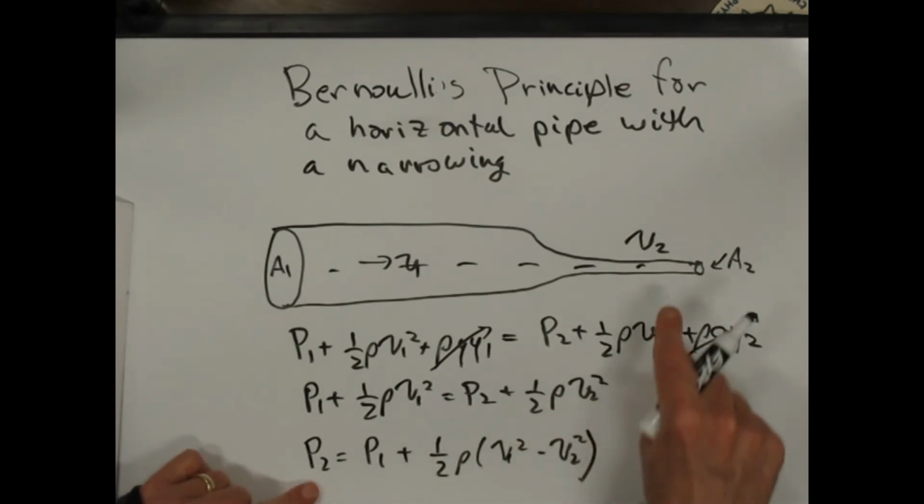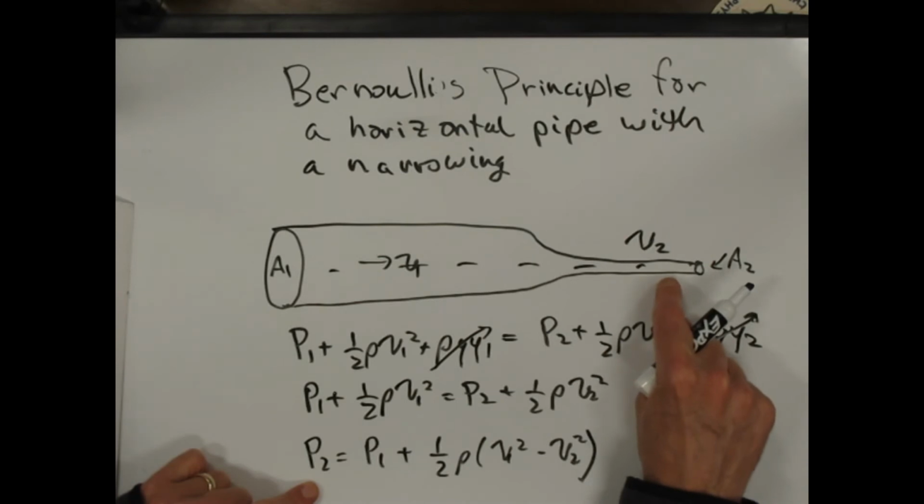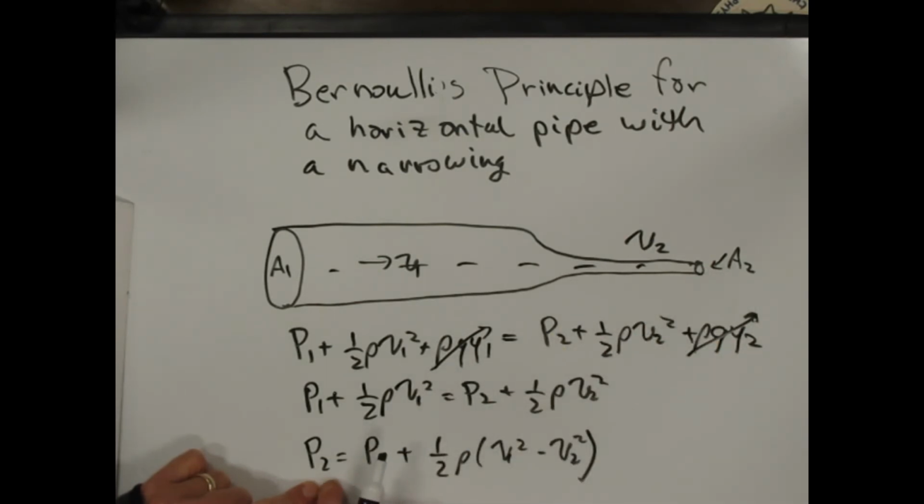And that means that in the region where the pipe is narrower, I necessarily get a lower pressure, because V2 is greater than V1, and so V2 squared is going to be greater than V1 squared. And so this quantity is going to be negative, and P2 is going to be at a lower pressure. This is the heart, you might say, no pun intended, of the problem with coronary arteries.